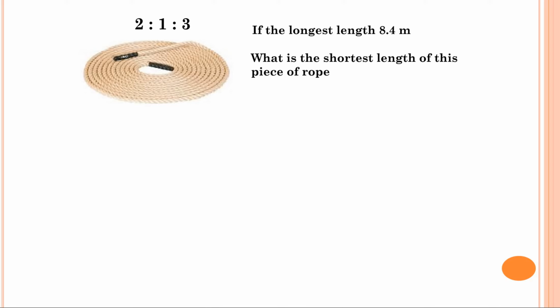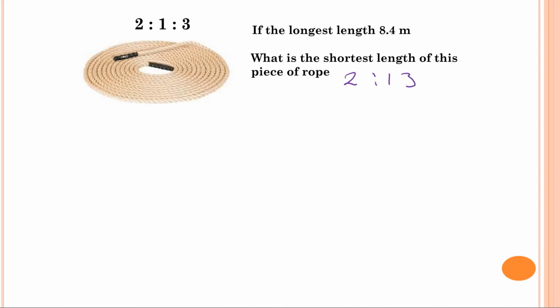Now let's move on to this problem here. Let's say this is a piece of rope. So what happened is this. I'm going to cut it into 3 pieces in this ratio, which is 2 to 1 to 3, into 3 pieces, or 3 parts if you like. Now, if the longest length is 8.4 meters, what is the shortest length in this piece of rope? So what that means is this. You know that the ratio is 2 to 1 to 3.